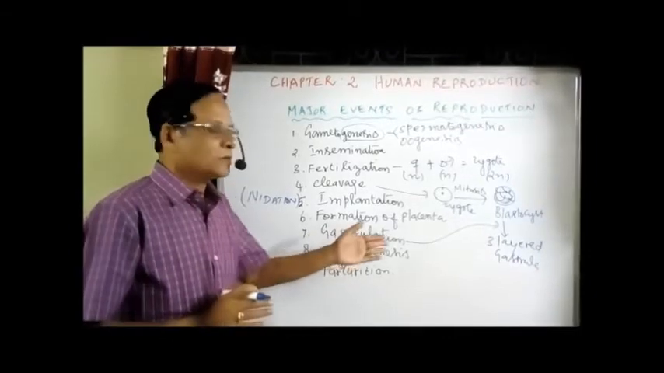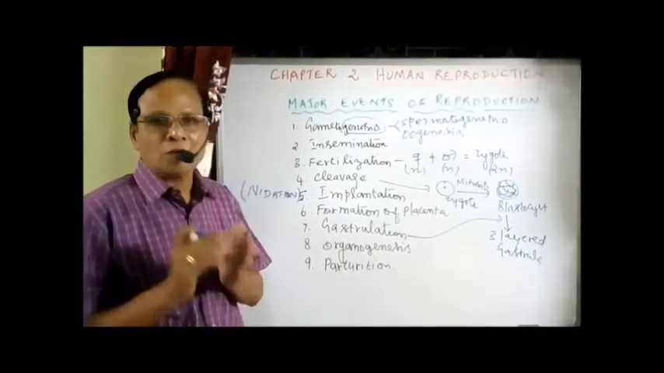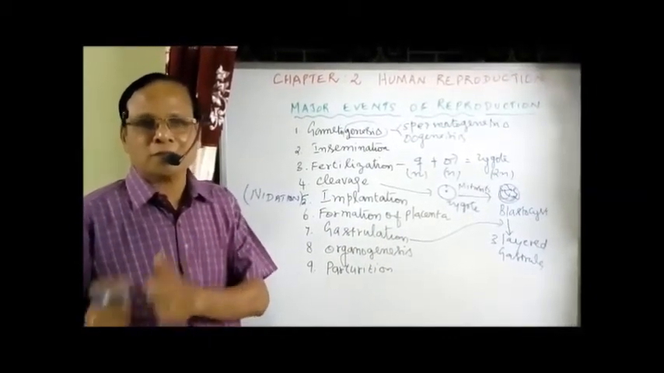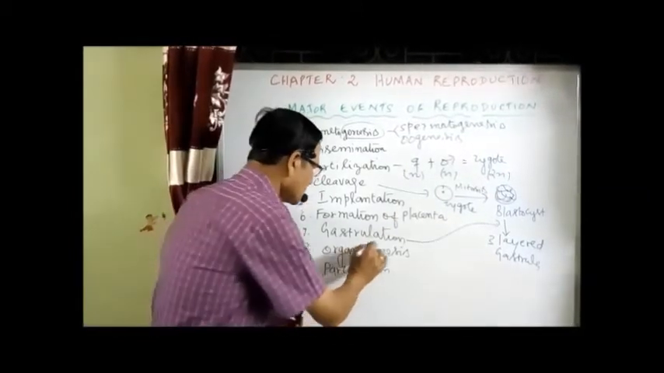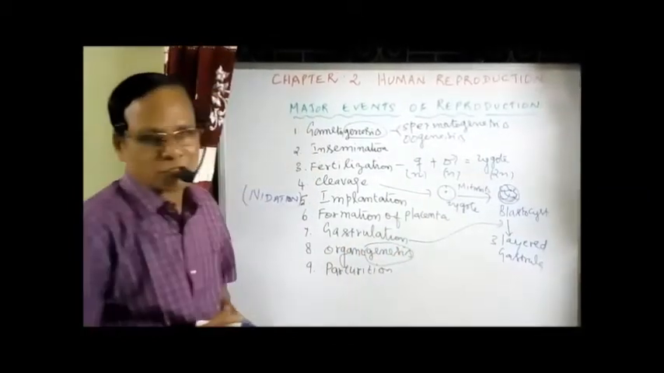So that's called organogenesis, formation of various tissues, organs and organ systems. That's what is called as organogenesis. I mentioned already, genesis means the formation.